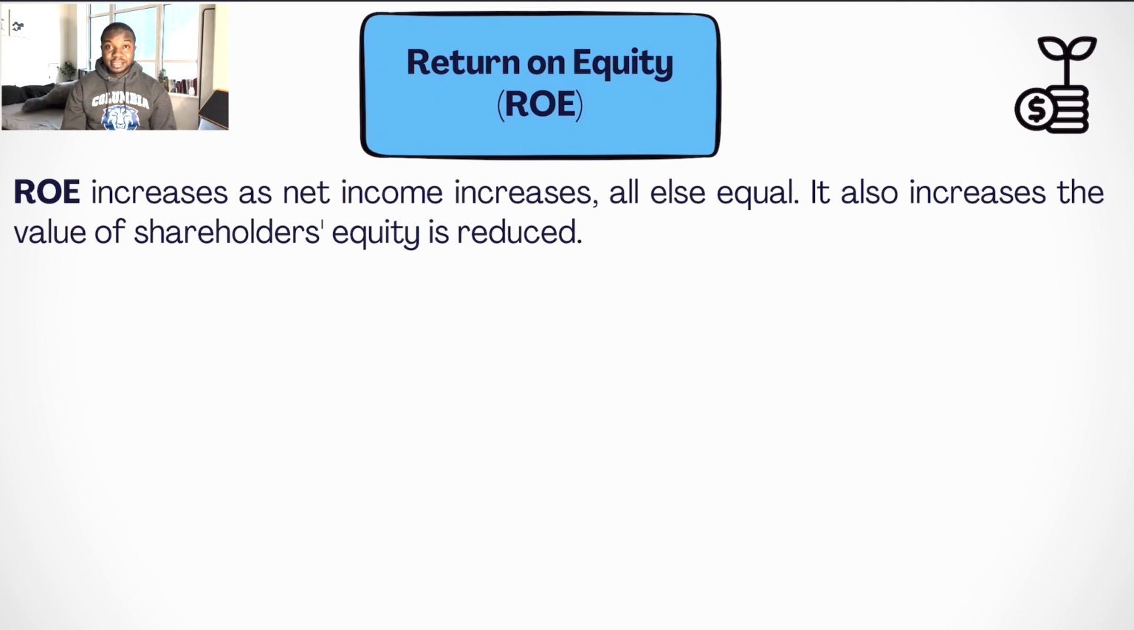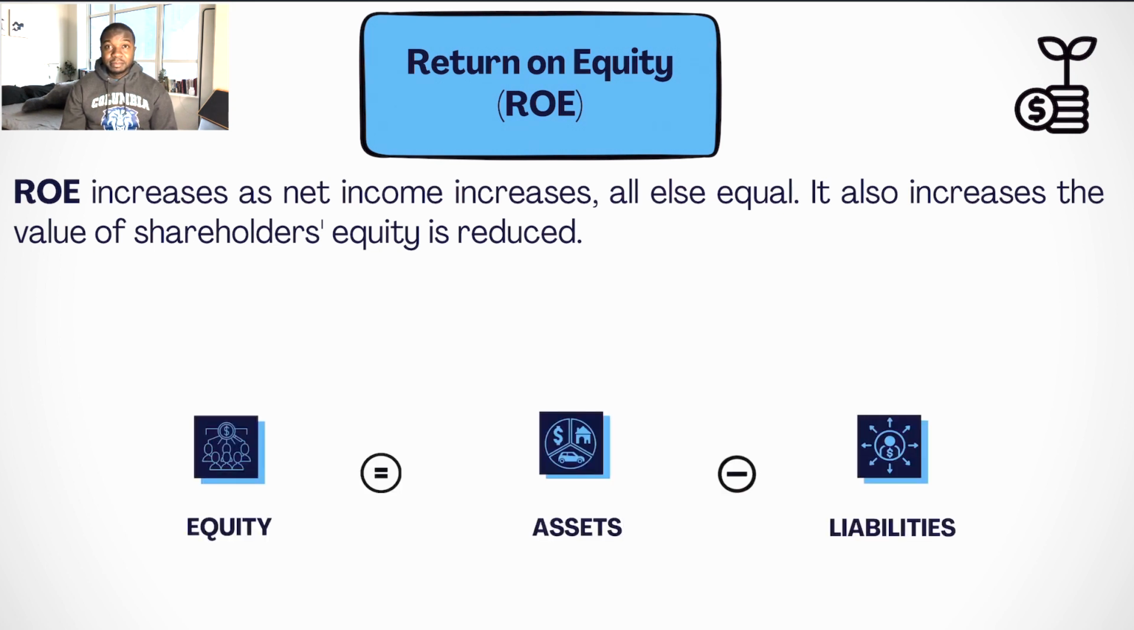Return on equity increases as net income increases, all else being equal. It also increases as the value of shareholders' equity is reduced. Remember, equity is equal to assets minus liabilities, and therefore increasing liabilities, for example by taking on more debt financing, is one way to artificially increase ROE without necessarily increasing profits, especially if the debt is used to buy back the company's shares, effectively reducing the amount of shareholders' equity available.